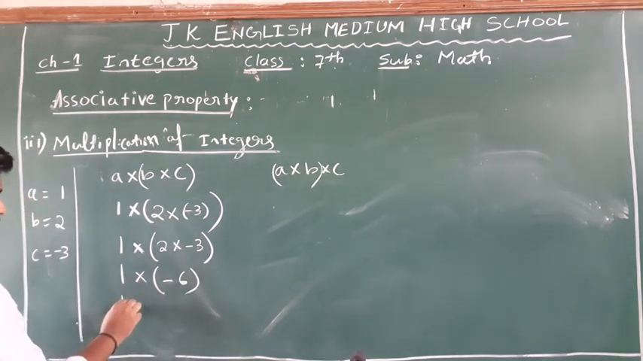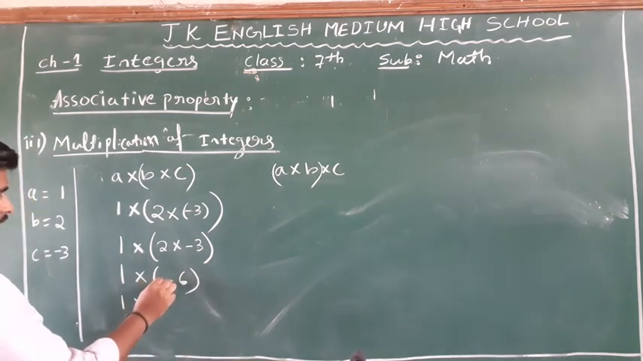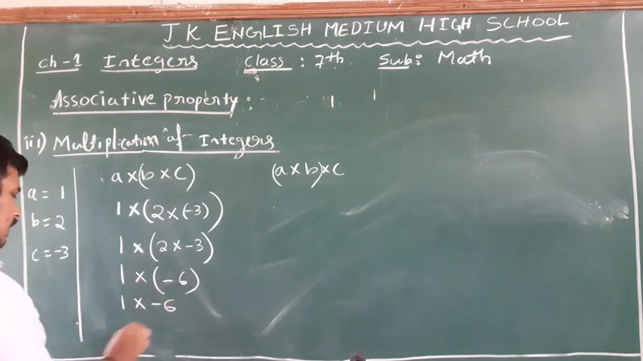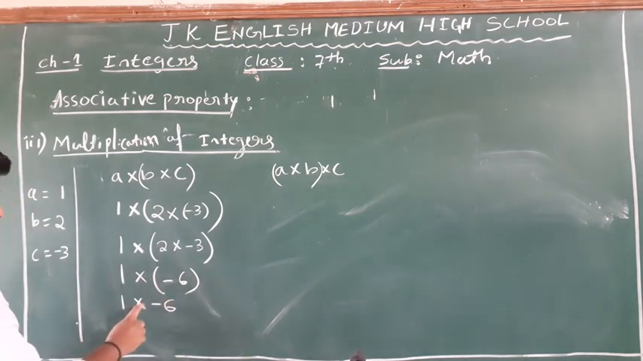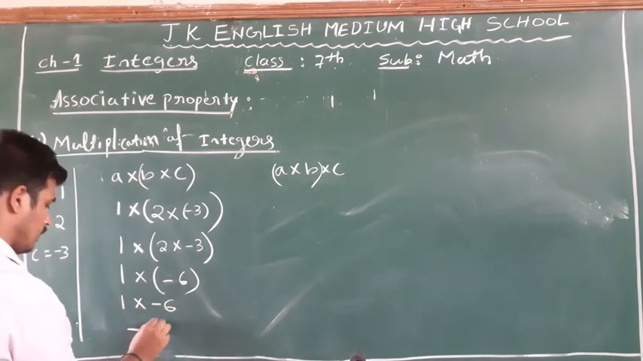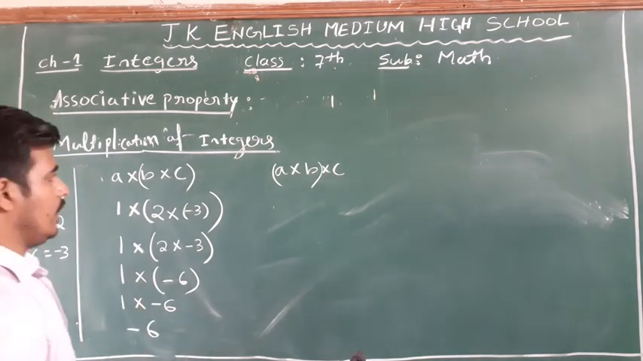Now you open the bracket. 1 into plus into minus will give you minus. Now you multiply plus into minus will give you minus. 1 into 6 will give you minus 6. The answer is minus 6.